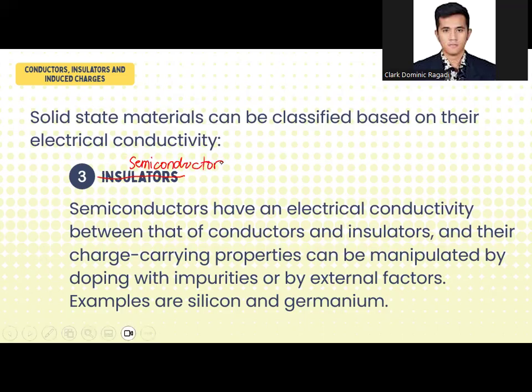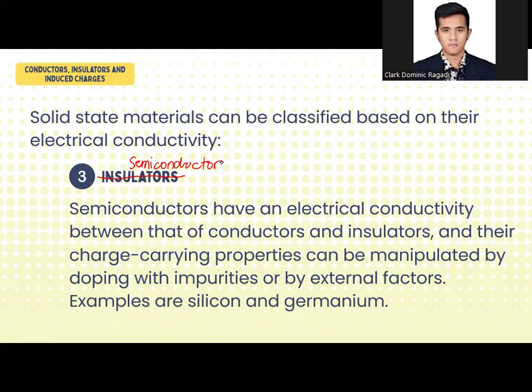Semiconductors are halfway between conductors and insulators. They have an electrical conductivity between that of conductors and insulators. Their charge carrying properties can be manipulated by doping with impurities or by external factors. Examples are silicon and germanium. These semiconductors have a lot of applications, specifically in electronics, because most of our electronic components are made of semiconductors, specifically our transistors. Transistors are made of semiconductors, usually silicon.